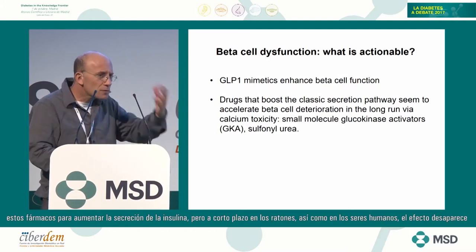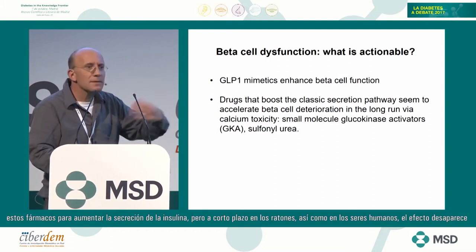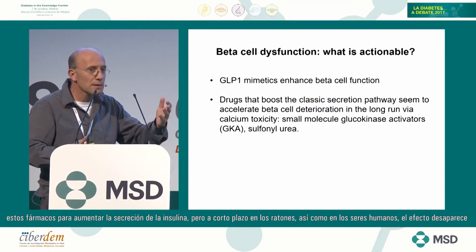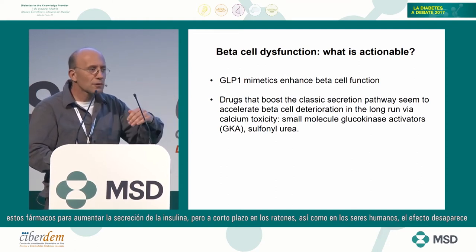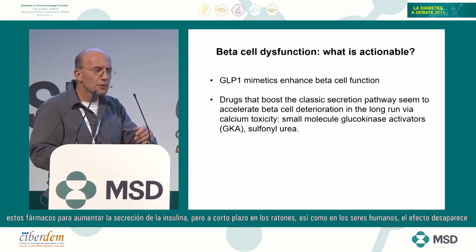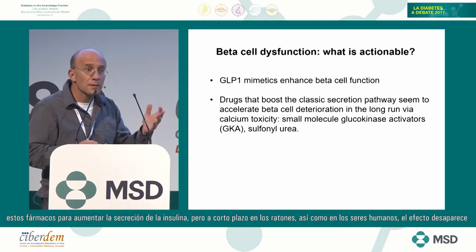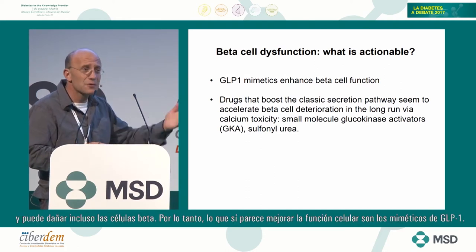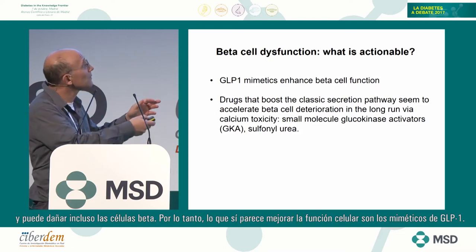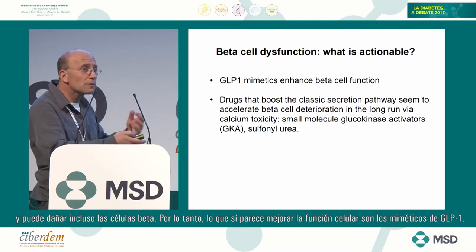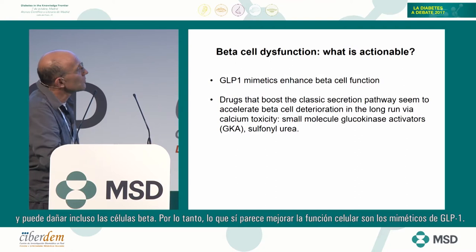These drugs that boost glucokinase cause increased secretion of insulin by beta cells, which looks like a good thing, but then within a very short term, in mice as well as in humans, the effect goes away and perhaps also damages the beta cells. So this is not good. The one thing that does seem to improve beta cell function is GLP, the amplifying pathway.